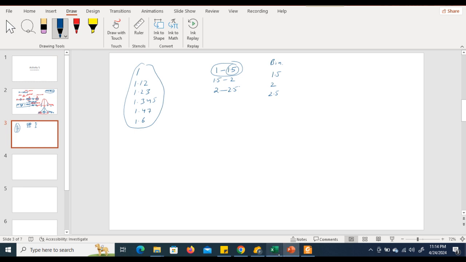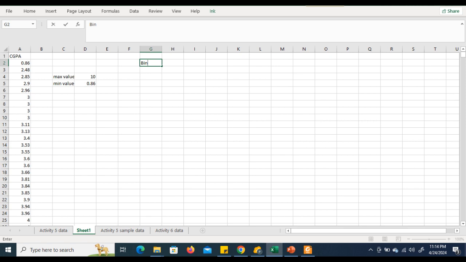Okay, so if we consider the width of the interval as 0.5, then the bin values are 0.5, then 1, that is 0 to 0.5, then 1, then 1.5, then 2. Although we know that the minimum value is 0.86, which is less than 1, it means that obviously there will be no value in the interval 0 to 0.5. There is only one value from 0.5 to 1.